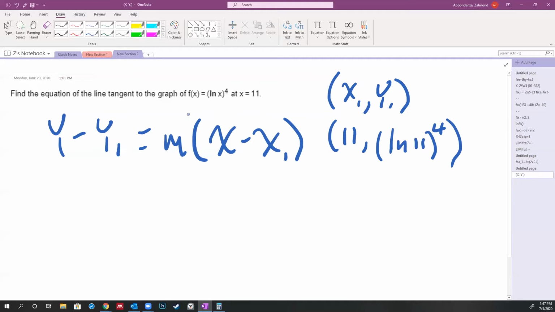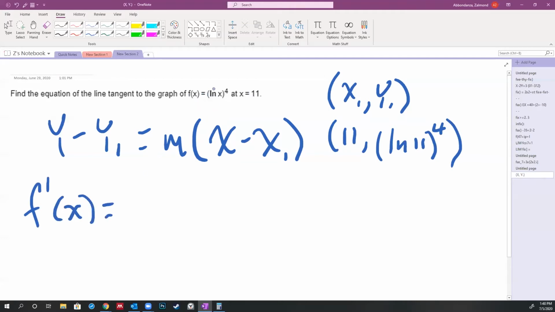Then I need to find the slope at this point. The way to find the slope of a tangent line of a function is to find the derivative. And we're then going to plug in our x equals 11 into the x to find out what the derivative is, or what the slope is at that exact point. So the derivative of our function is what we want to figure first.